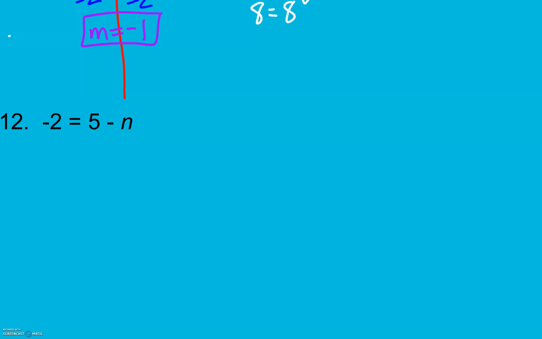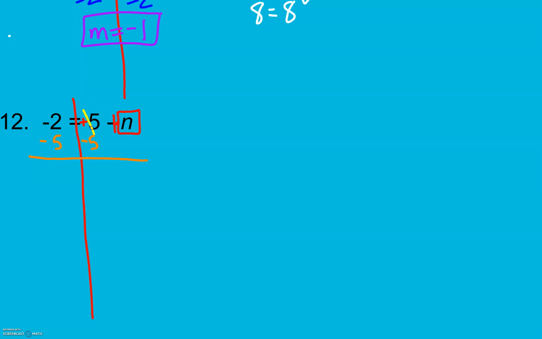And last here, feel free to pause and give this one a try. There's still two things happening to my variable. It's being added by 5 and multiplied by a negative 1. Remember, if there's not a coefficient on our variable, we know it's a 1. So here, I'm still going to get rid of that adding first by subtracting. To get rid of a positive 5, we take it away. 5 minus 5 is how I get to 0.